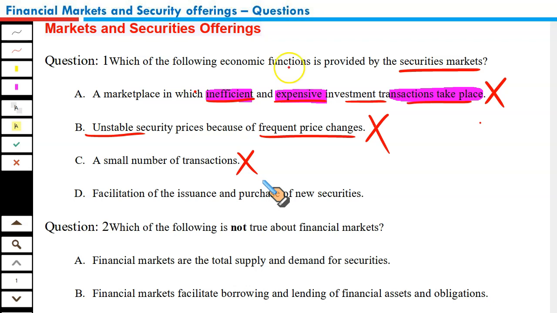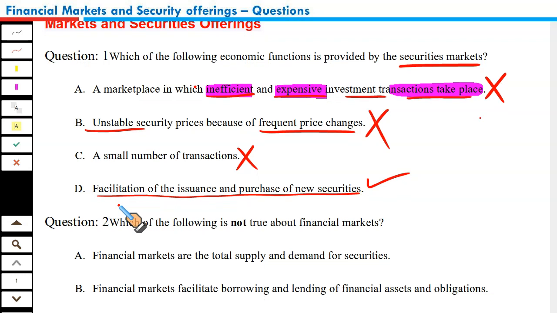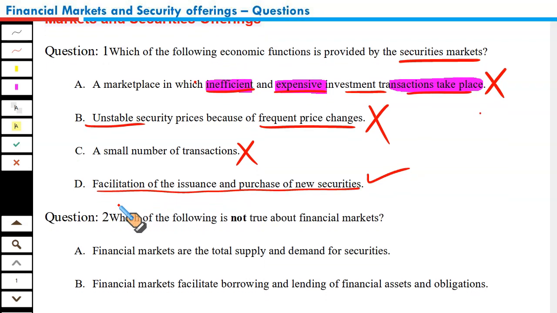Then what is the right economic function provided by the security markets? Facilitation of issuance and purchase of new securities. Yes, if you want to issue or purchase new securities, the security markets should assist you, should provide you help. That's why D is the right option.